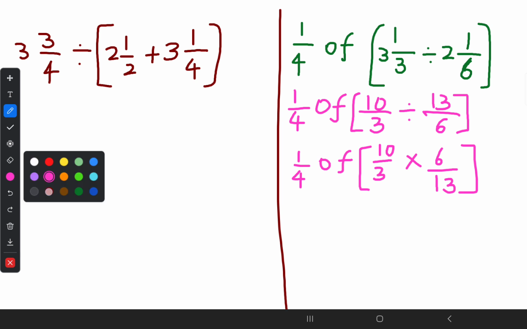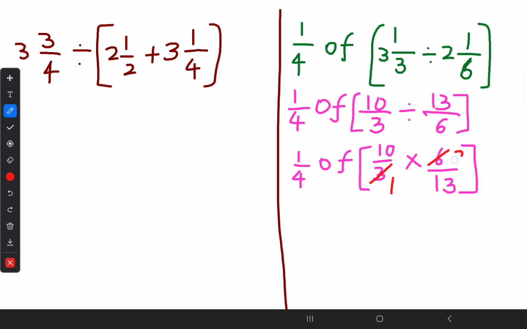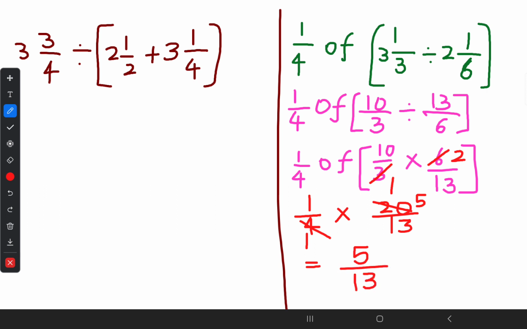We can simplify these 3 and 6. Both are 3 multiples. 1 3s are 3, 2 3s are 6. Then after 1 upon 4 of 10 2s are 20, 1 13s are 13. Okay. Here "of" means multiplication. Here also further we can simplify 4 and 20. 1 4s are 4, 5 4s are 20. Then finally that would be multiplication. 1 5s are 5, 1 13s are 13. So 5 upon 13. 5 upon 13 would be the answer for the second question.